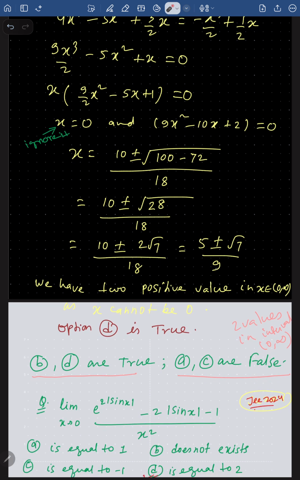We have two values in this, both are positive. 5 plus root 7 is positive upon 9, and 5 minus root 7 is also positive, because root 7 is something like 2 point something, since 3 times 3 is 9. So 5 minus 2 point something is a positive number. So we are getting two positive values in this interval. As x cannot be 0, I have written in the yellow line, option D is true, that only two values in this interval. So in conclusion, B and D are true options and A and C are false options. Thank you.